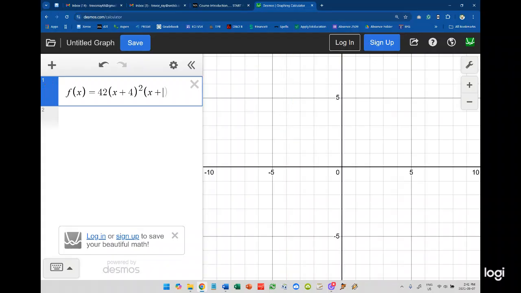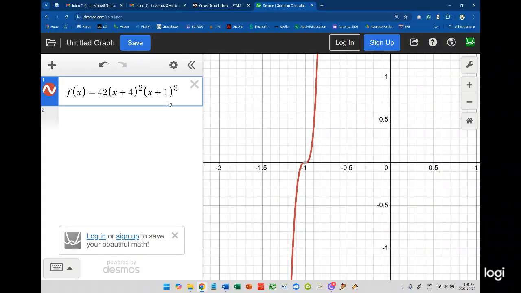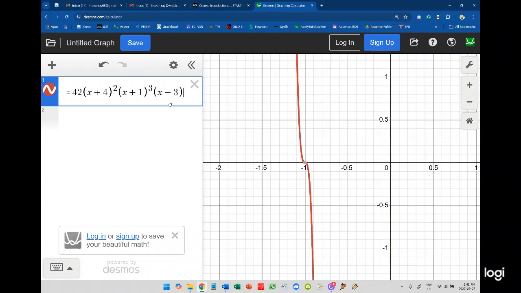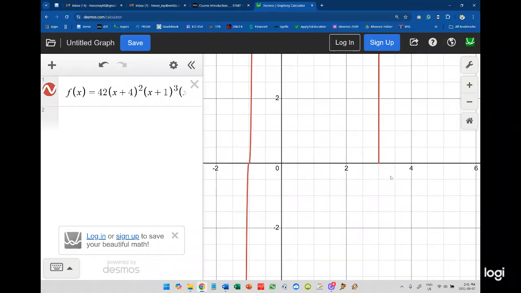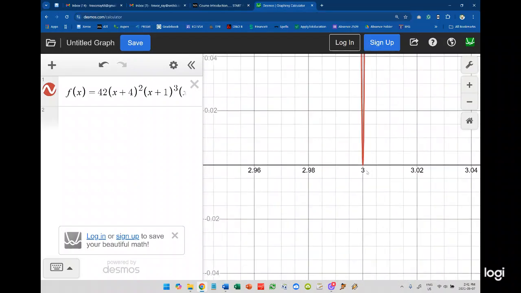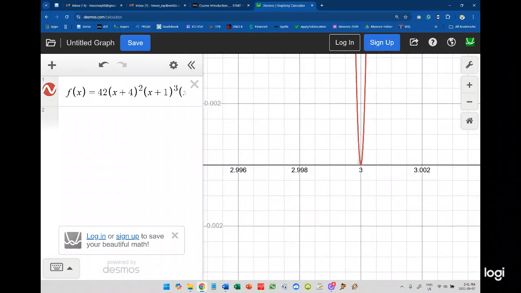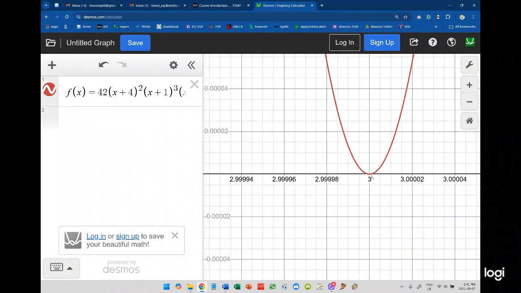And then (x plus 1) cubed. And that's the part there that looks kind of like a cubic. And then finally we have (x minus 3) squared. So we get something else over at 3 that looks kind of like a parabola again. A very, very, very sharp parabola until I zoom in a lot. But you'll notice that if I do zoom in enough, it does actually go flat.